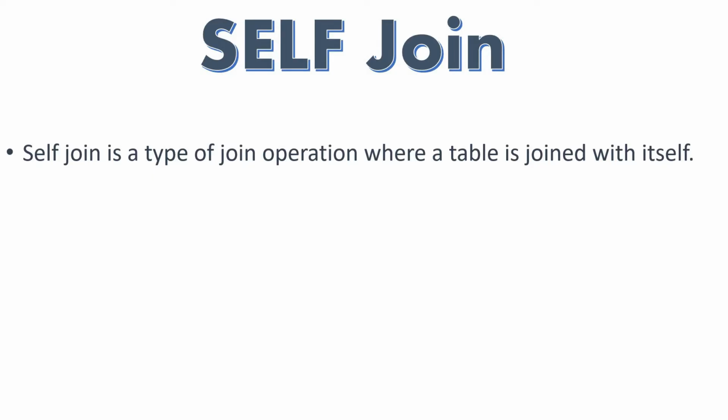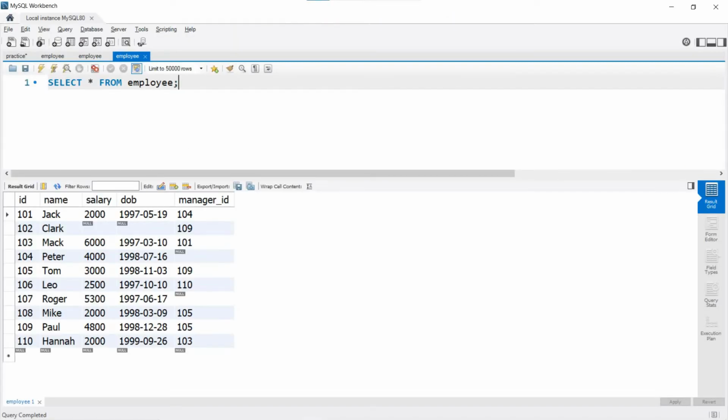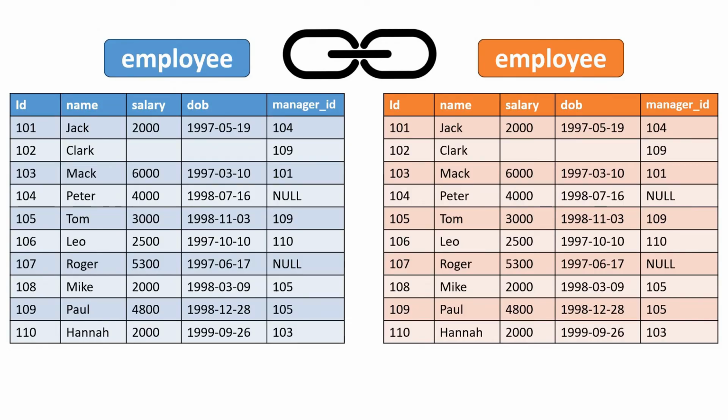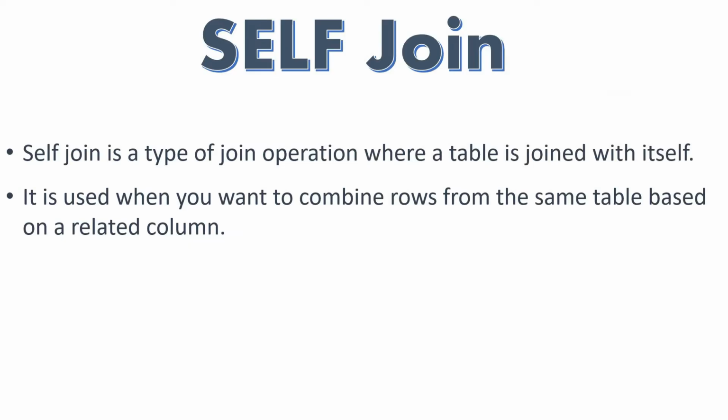So suppose we have an employee table with these 5 columns, which are ID, name, salary, date of birth and manager ID. If we apply a self join to the employee table, that means we are joining the employee table with the employee table itself. We use self join when we want to combine rows from the same table based on a related column or relationship between columns within that table.